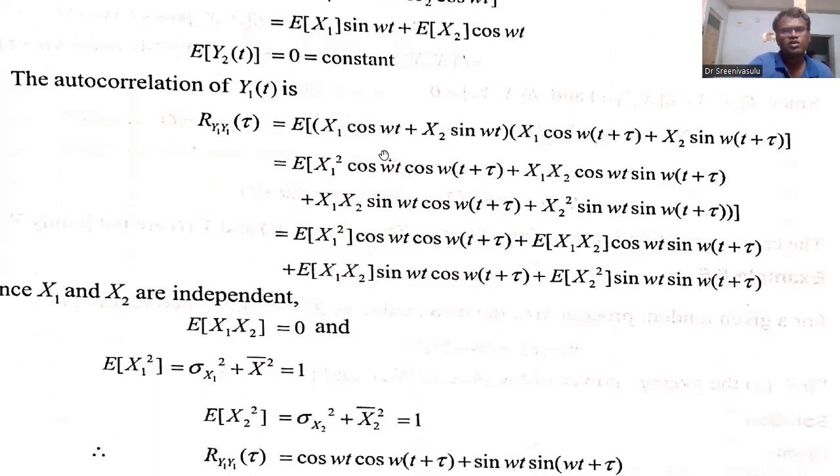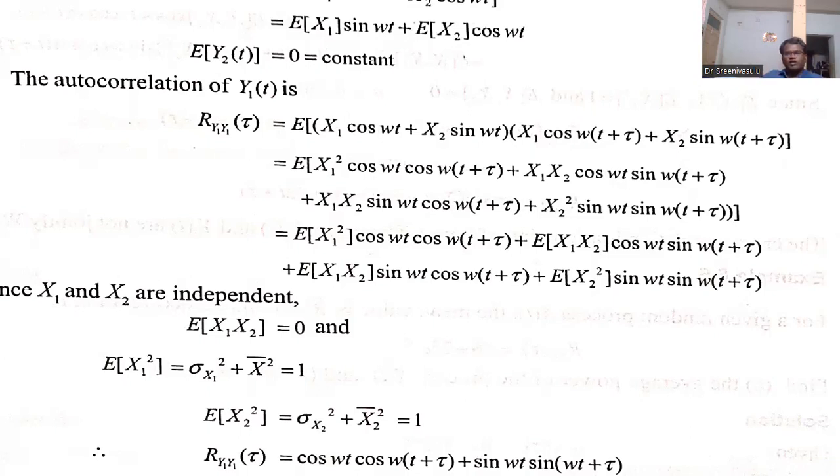Now, what is y1 of t? We know it is x1 cos omega t plus x2 sin omega t, into x1 cos omega of t plus tau plus x2 sin omega of t plus tau. Now, it is the expected value concept. You can multiply all these terms: x1 cos omega t with x1 cos omega t plus tau, next x1 cos omega t with x2 sin omega of t plus tau, next x2 sin omega t into x1 cos omega t plus tau, and x2 sin omega t into x2 sin omega t plus tau.